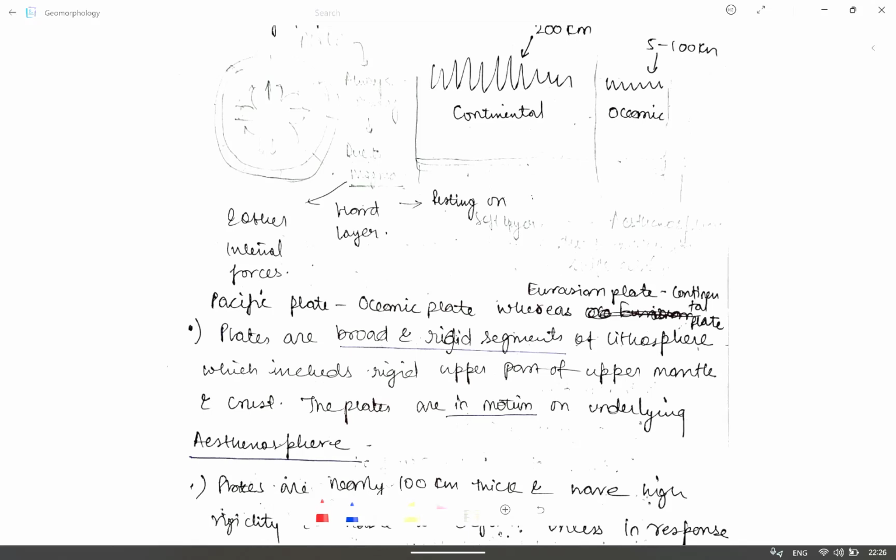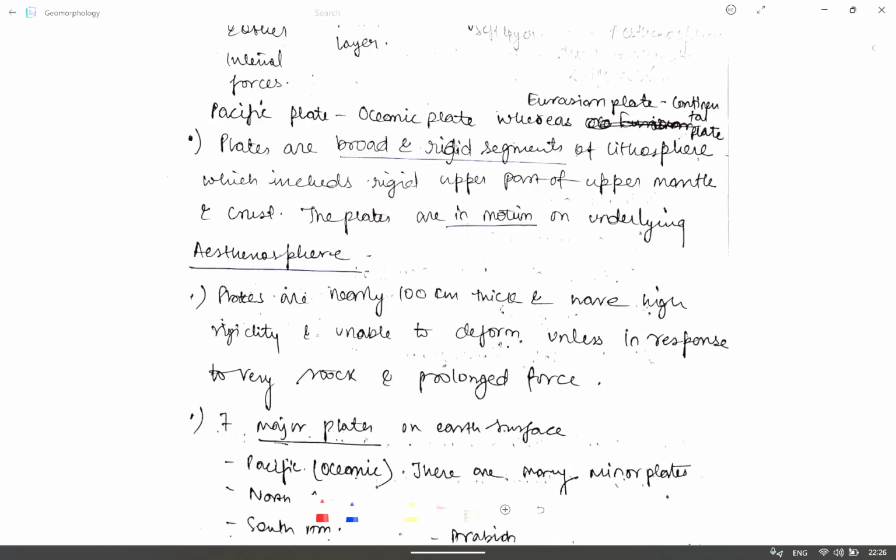These plates are always in motion. Why? Now, the magma coming out from the Earth goes in radial directions, and due to the pressure it starts to flow in tangential directions. When this tangential flow happens, it pushes the plates in their motion. This is called plate movement. It is always moving because of the magma. These plates are in motion on the underlying asthenosphere. The asthenosphere below the lithosphere is semi-liquid and semi-solid, which causes the movement of the plates. The plates are nearly 100 kilometers thick and have high rigidity, and they are unable to deform unless in response to very strong and prolonged force.